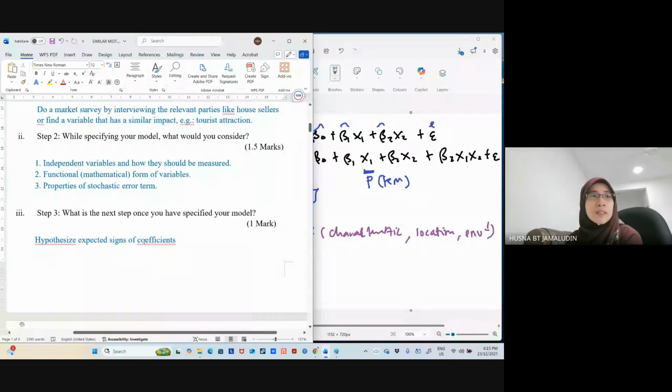Okay. So you can see that the mark is 1.5. Each of them was 0.5.